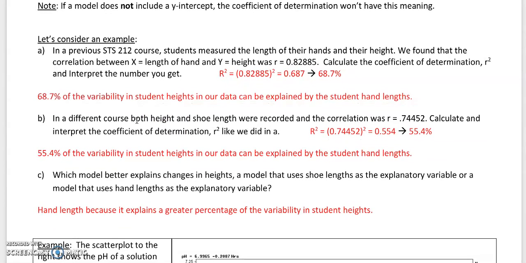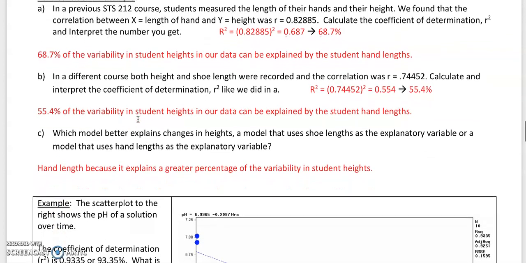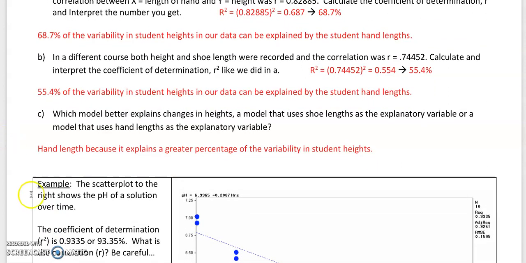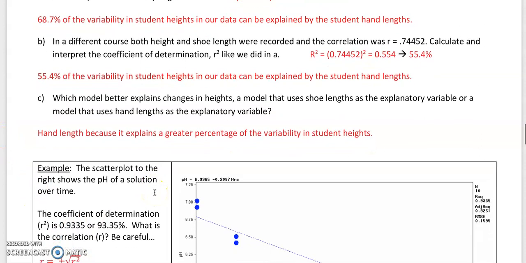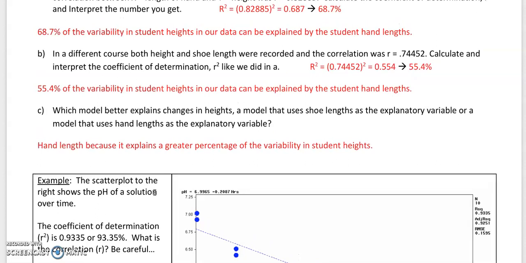Again, I would recommend you pause the video, read the example, and try it on your own. I will go through it at the same time right now, though. We've got a scatter plot on the right-hand side. I'm telling you that the r-squared value is 0.9335, and I want you to go the opposite direction. I want you to tell me what the correlation is based on the r-squared value. And I've got a little note here that says, be a little bit careful with this.